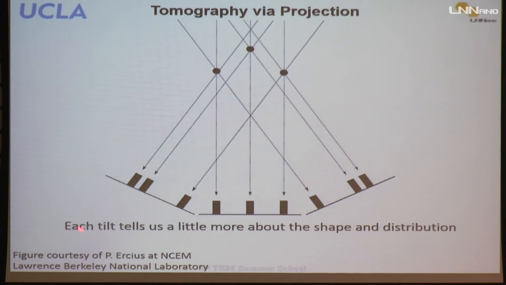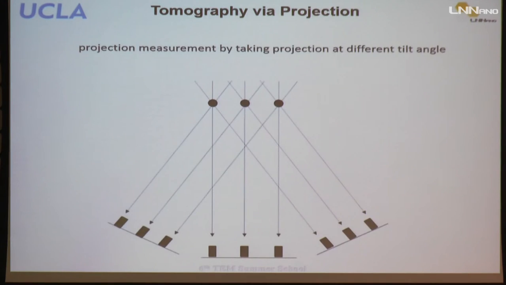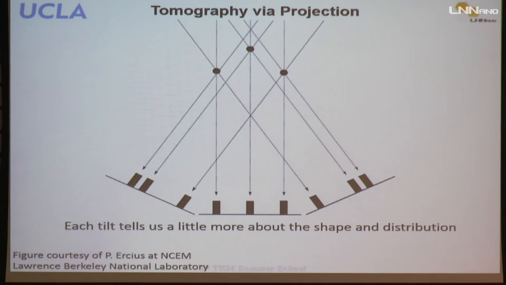So each tilt tells a little more about the shape and distribution of our sample. Just looking at this projection, we cannot distinguish this and this. But by looking at more and more projections, we get more information. But this is still indirect. We want to get the entire 3D structure from reconstruction, not just tilt a little bit and guess what the object will be.